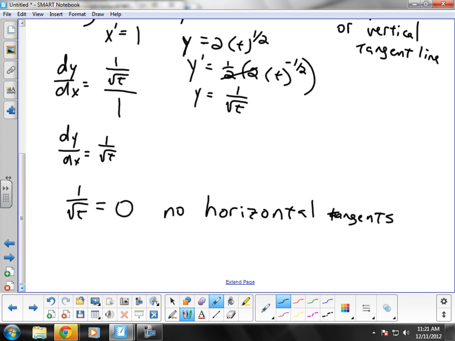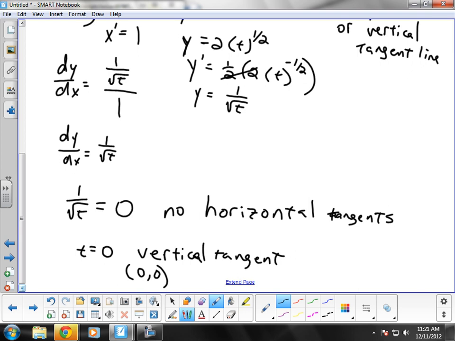Okay, now do I have a vertical tangent though? That'd be a 0 in the denominator. So if t was equal to 0, I would have a vertical tangent. So it's at the point 0, 0. We have a vertical tangent.